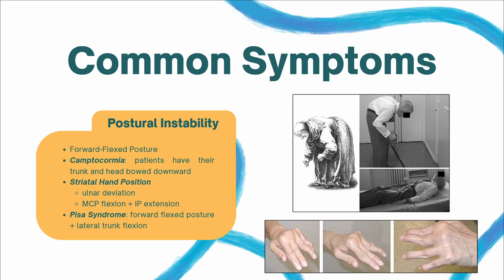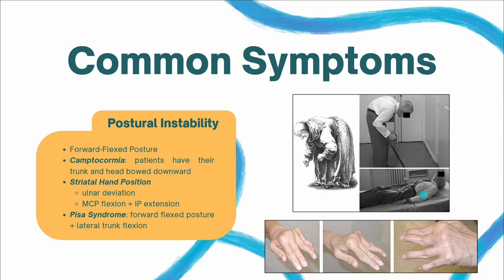So we have postural instability. Usually patients with PD have a forward flexed posture, the gamer posture, but it's much worse for them because they're really stuck in that position. It's very hard to move. So we have a term called camptocormia. You can see in the picture here, this man has his trunk bending forward and his head bending forward. This is not because he has poor posture, but rather because of Parkinson's disease. He is physically unable to straighten his back.